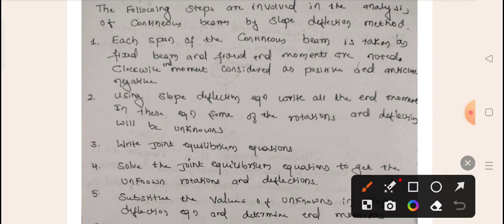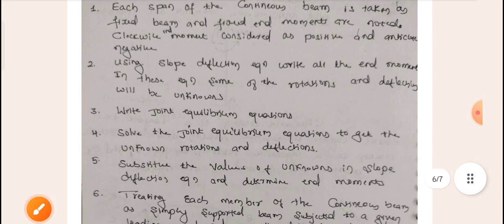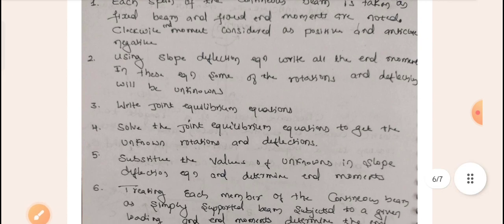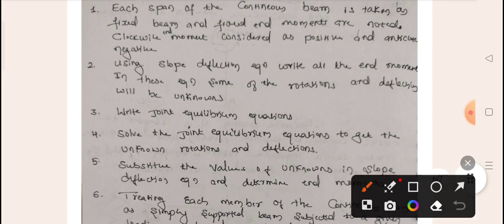Next, after substituting: the first step is what? We have to calculate the fixed end moment for all the spans. The second step is what? We have to substitute all the values in the main equation, that is the slope deflection equation. Next, what are you supposed to do? Next, we go for joint equilibrium. So what is the meaning of joint equilibrium?